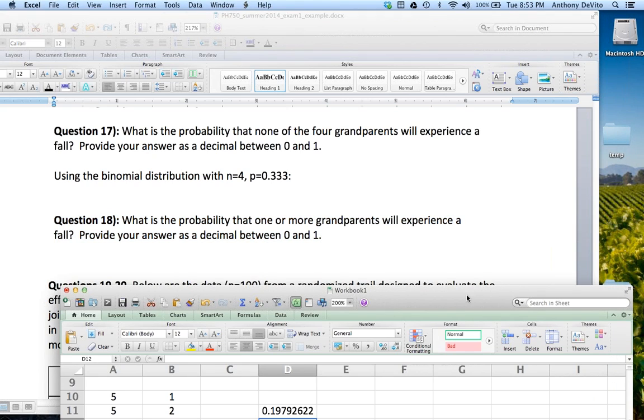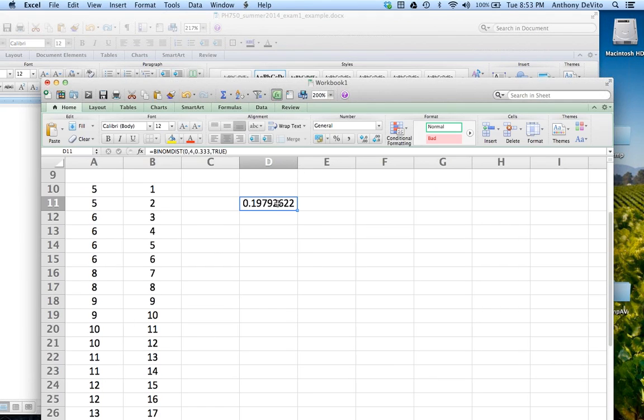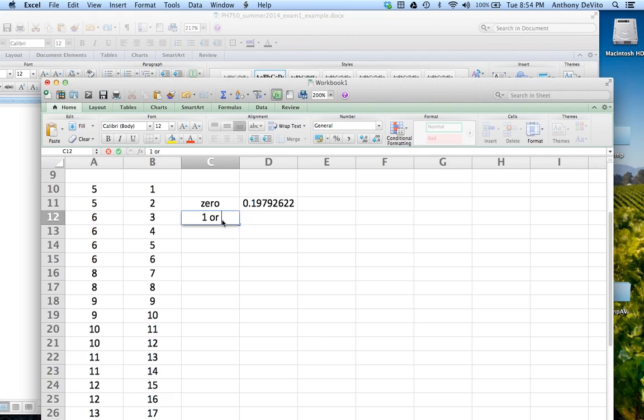Next question: what's the probability that 1 or more grandparents will experience a fall? Okay. Well, we know what the probability is that no grandparents are going to experience a fall. What's the probability that 1 or more will experience a fall? Okay, that's right. 1 minus, that's all the other possibilities. 1 minus the probability that nobody's going to experience a fall. Whoops, I didn't put an equal sign in there.